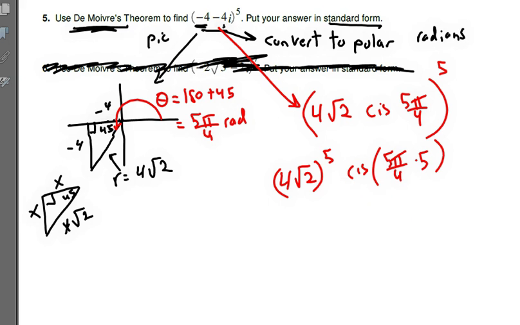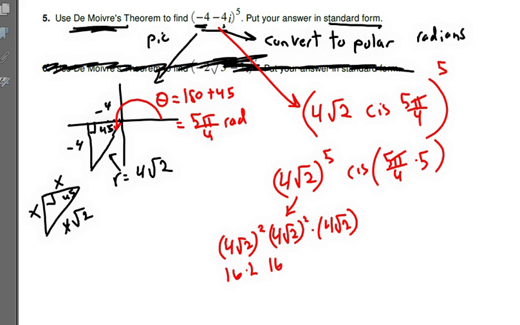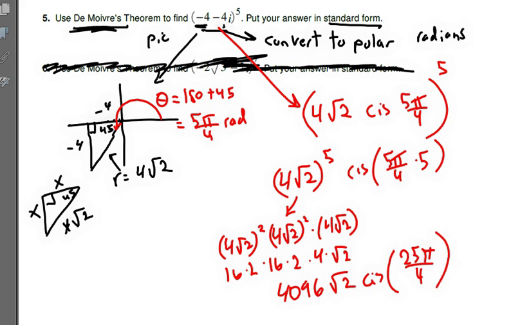So just a little bit of algebra simplification here. 4 root 2 to the 5th would be 4 root 2 squared times 4 root 2 squared. That would take care of the first 4 powers, and then times 4 root 2. So 4 root 2 squared is going to be 16 times 2. Then we'll have another 16 times 2, and then times 4 root 2. So multiplying all those numbers out, we get 4096 root 2. And then cis, when we multiply these terms right here, we get 25 pi over 4.